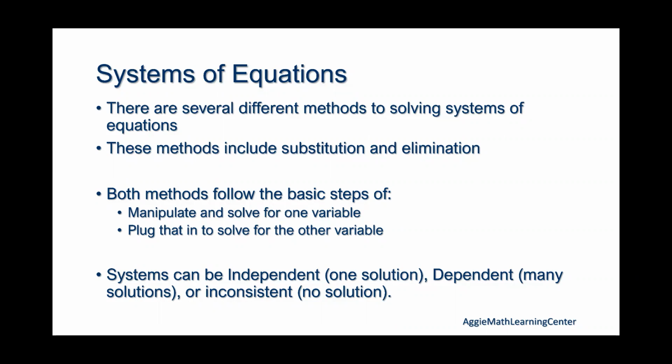It's also important to note that systems can either be independent, which means that they only have one solution. They can be dependent, which means that they have more than one solution, or they can be inconsistent, which means that they have no solutions. It's kind of the idea of lines intersecting at one point, being the same line, or being parallel.